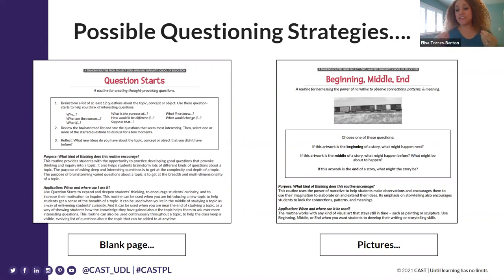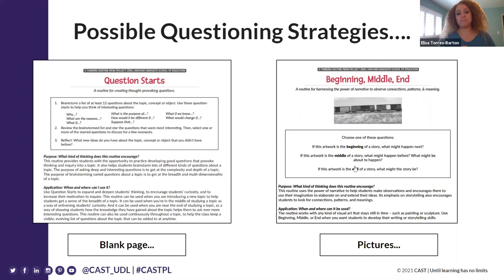So let's say you have an image in front of you and you pose the question, if the artwork was at the beginning of the story, what might happen next? If the artwork is in the middle of the story, what happened before and what might happen after? And if the artwork's at the end of the story. But again, I challenge us to think about not just text with words and images embedded in a story, knowing that even word problems in mathematics, and the language around the word problems, is also text. And so prompting those types of questions.